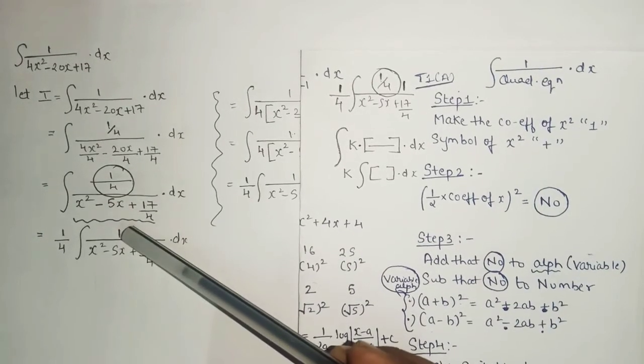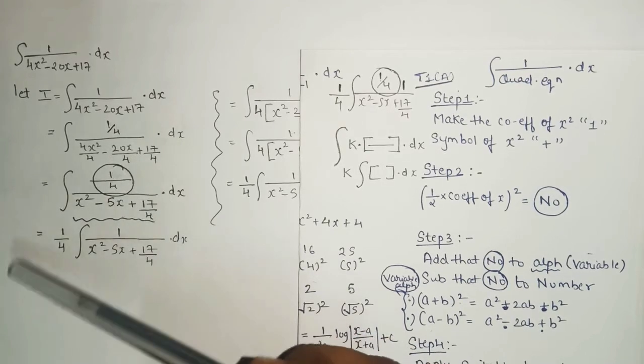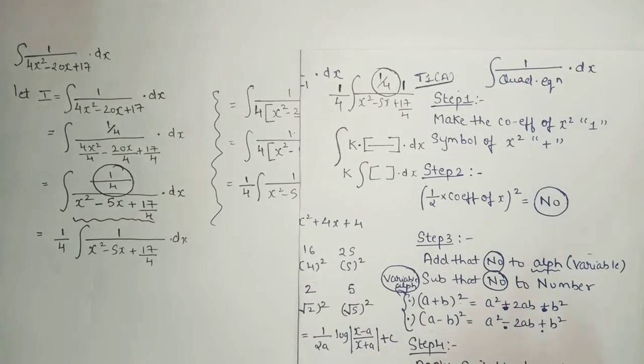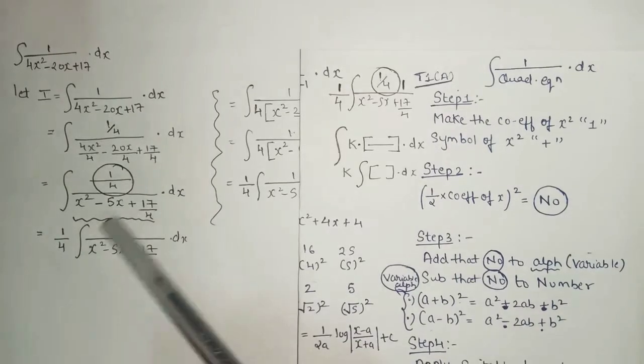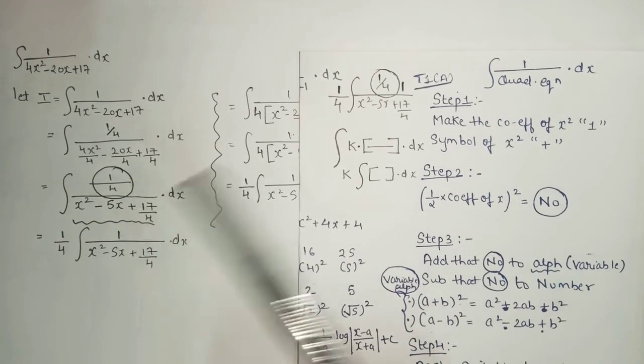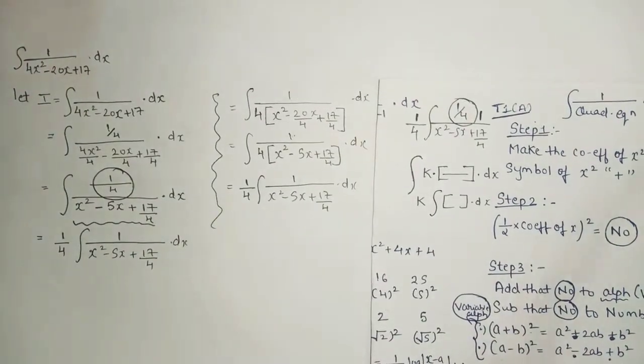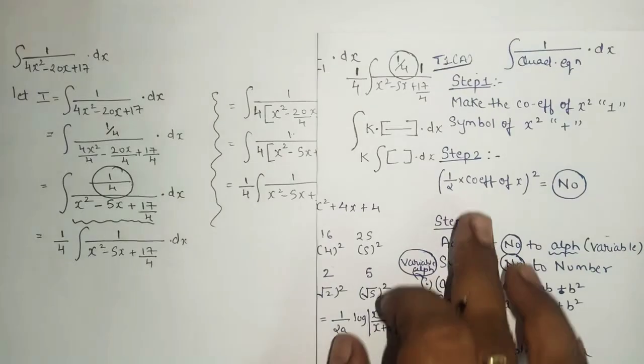So that's why you have to bring this constant outside the integral to make the numerator 1. Got the point? Whatever the constant is, simply bring the constant outside and make this part 1. So there are two ways from which you can present your sum. After this, we'll move on to step number 2.